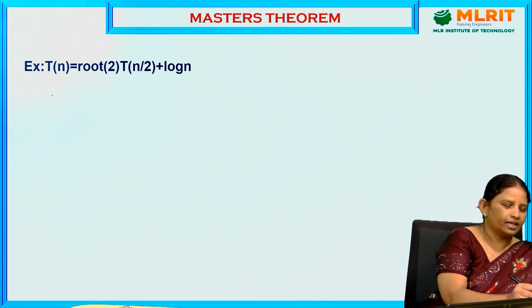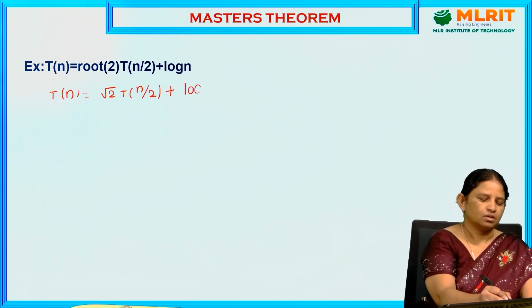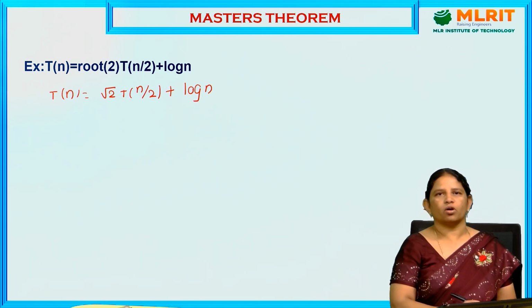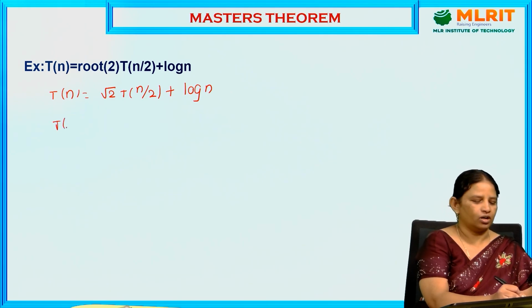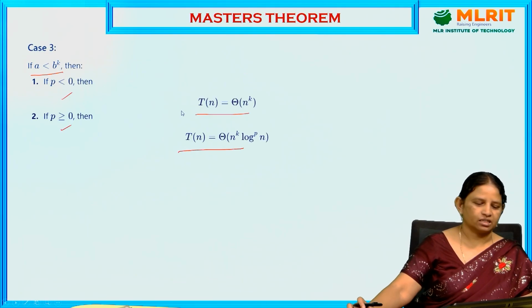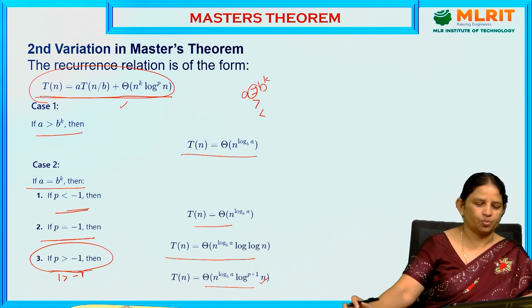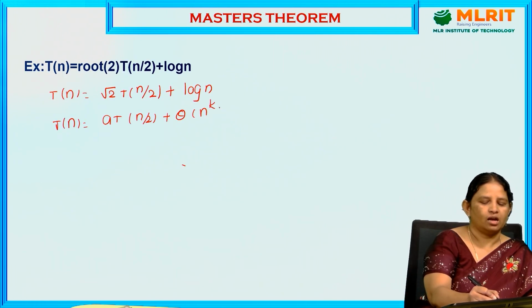So T of n equal to root 2 T of n by 2 plus log n. So substitute the corresponding recurrence relation according to the equation of recurrence relation. T of n equal to a T of n by b plus theta of n to the power of k log to the power of p of n.